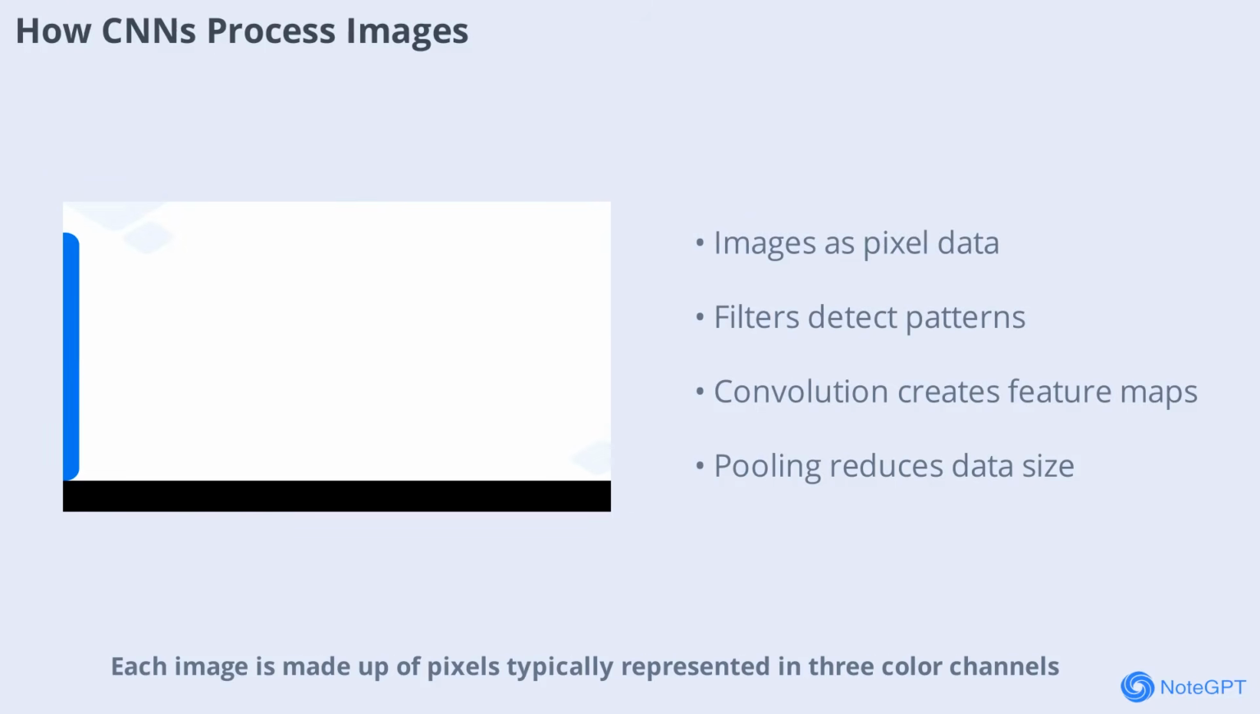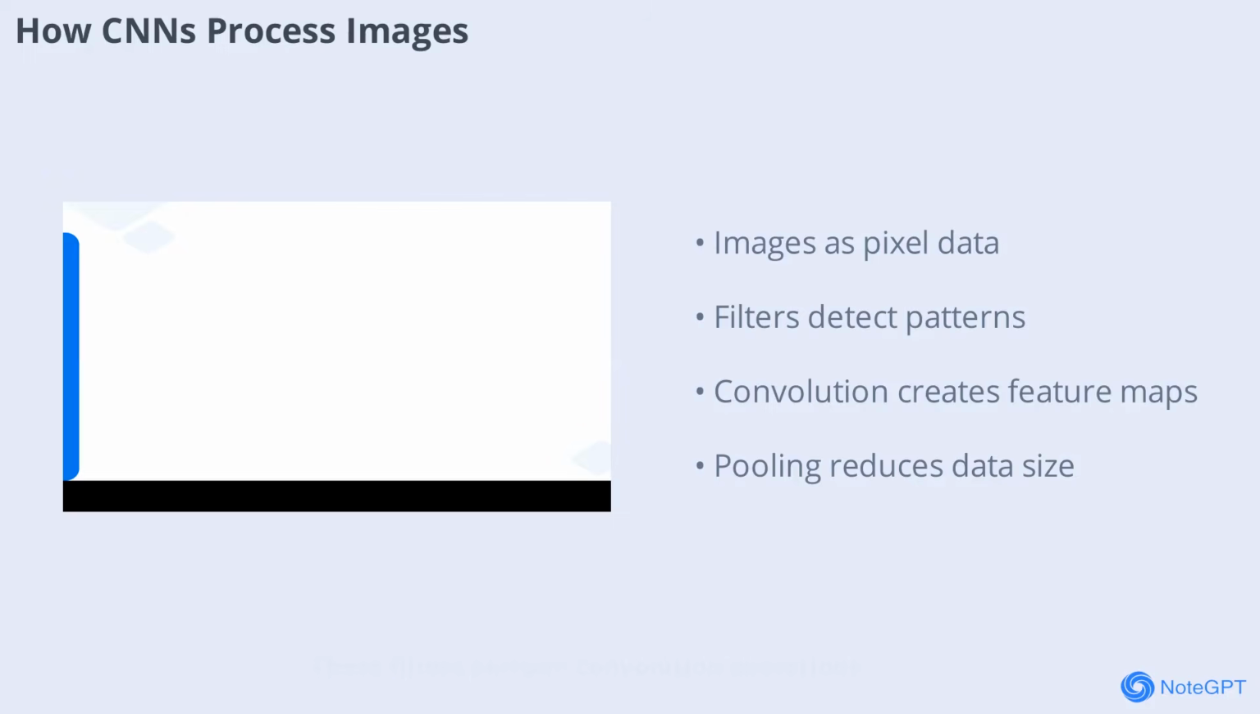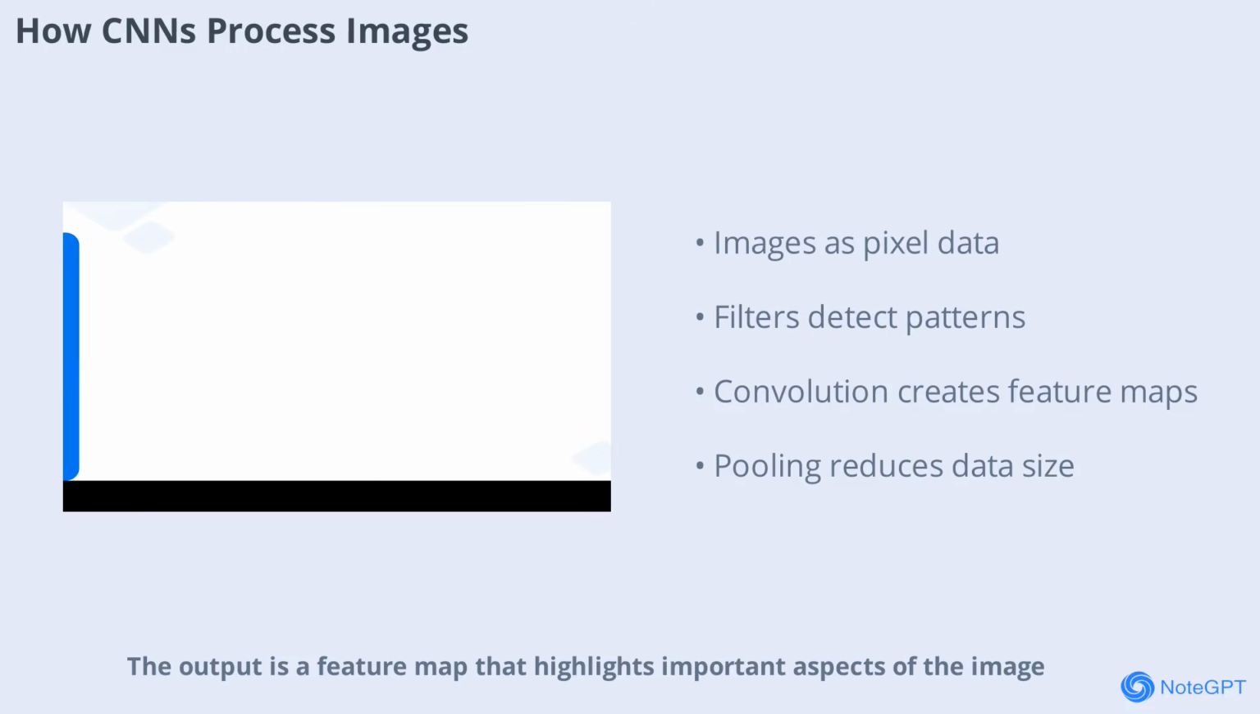Each image is made up of pixels, typically represented in three color channels: red, green, and blue. CNNs use filters, small matrices that slide over the image to detect patterns like edges or textures. These filters perform convolution operations, multiplying their values with the underlying pixel values and summing the results. The output is a feature map that highlights important aspects of the image. Pooling layers then reduce the size of these maps, keeping the most significant information while making computations more efficient. This layered approach allows CNNs to learn complex hierarchies of features, from simple lines to entire objects, making them incredibly effective for image recognition.